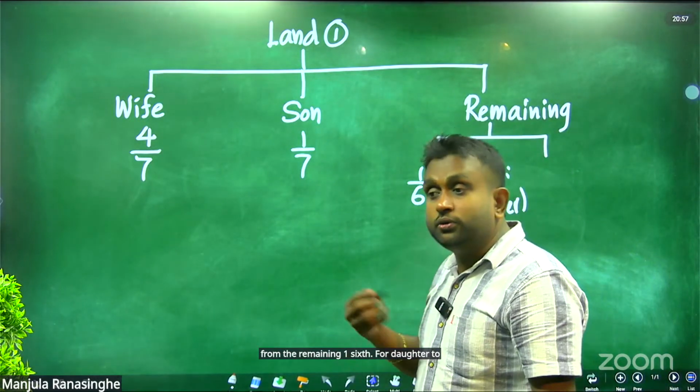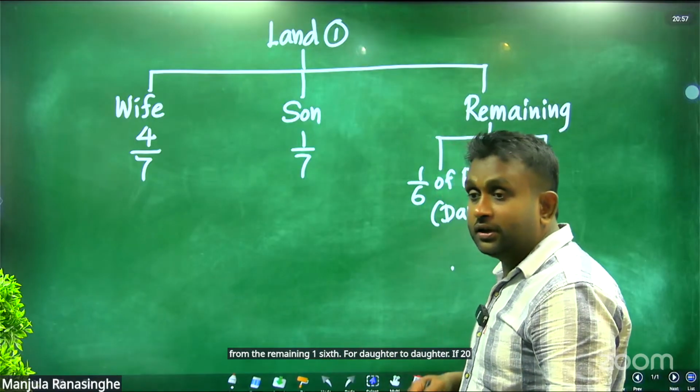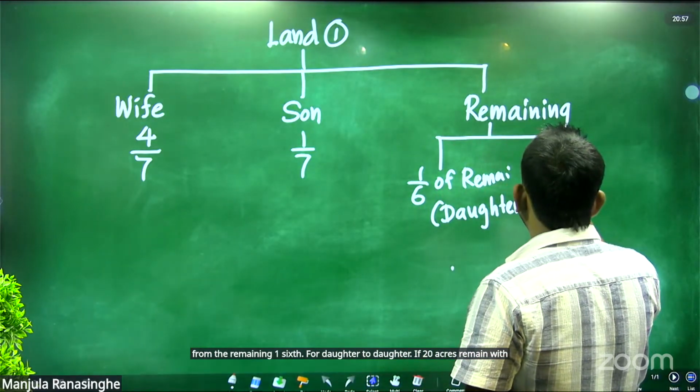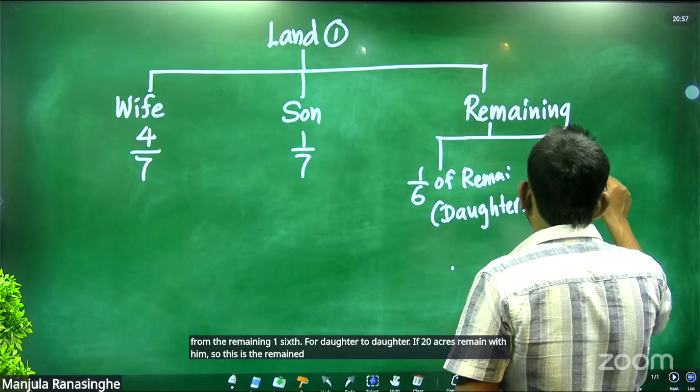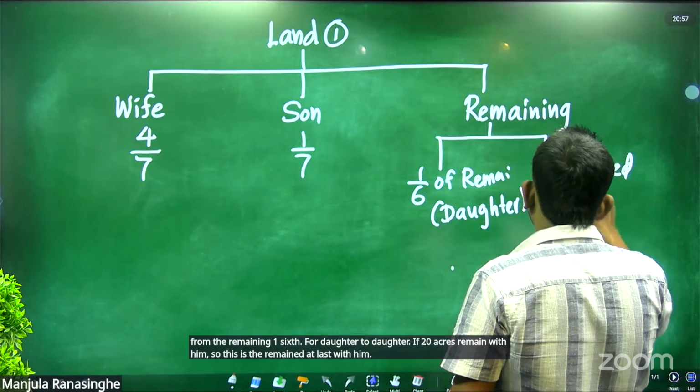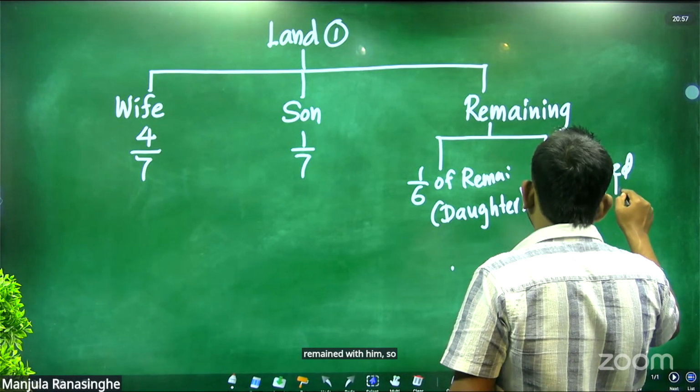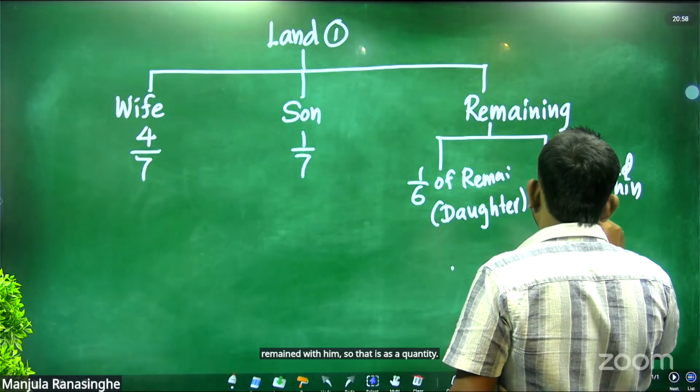If 20 acres remain with him, this is what remains at last with him. So that is a quantity of 20 acres.